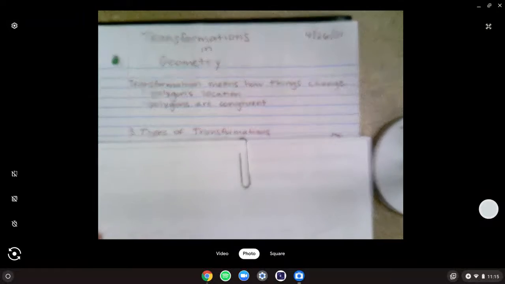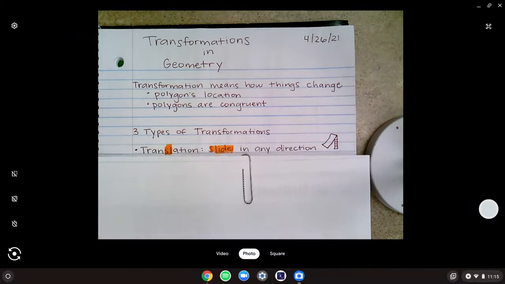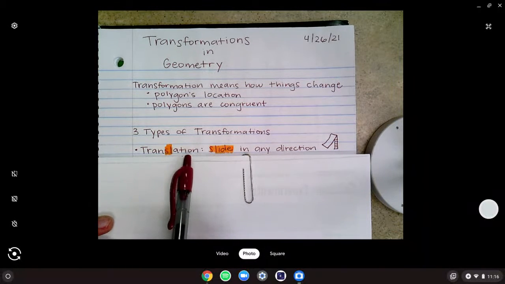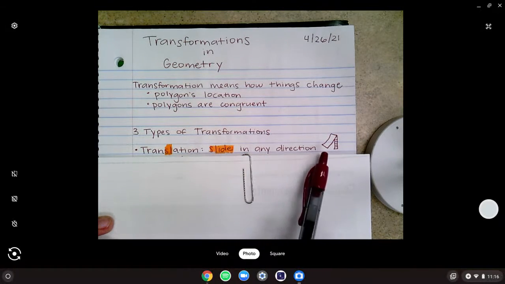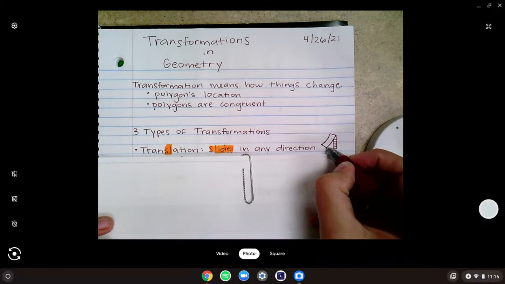We're going to learn about three types of transformations. Remember, you can always pause if you need more time. The first one we talk about is called a translation. We call this a translation, meaning it can slide in any direction. And we drew a little slide by doing kind of like a curved rectangle.